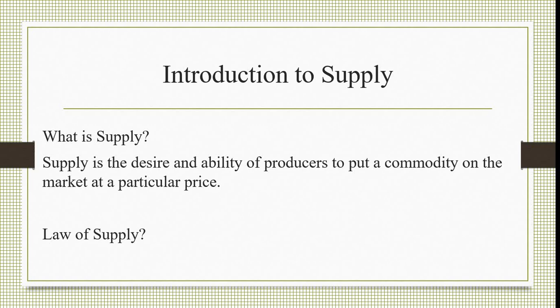You know why? Suppliers are profit maximizers. They want to maximize their profit. So they tend to put more on the market when they see that they will get more from the supply. And then they do the opposite when the price is low.